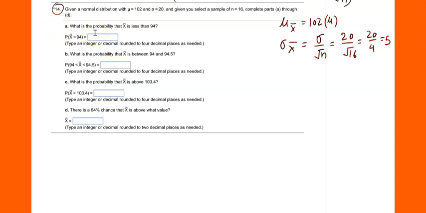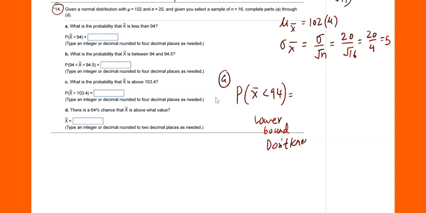I'll do part A first, okay? Looking to find the probability X bar less than 94. Less than 94 means we don't know how far less, therefore the lower bound we don't know, right? Because it's a less than, but how far, we don't know.